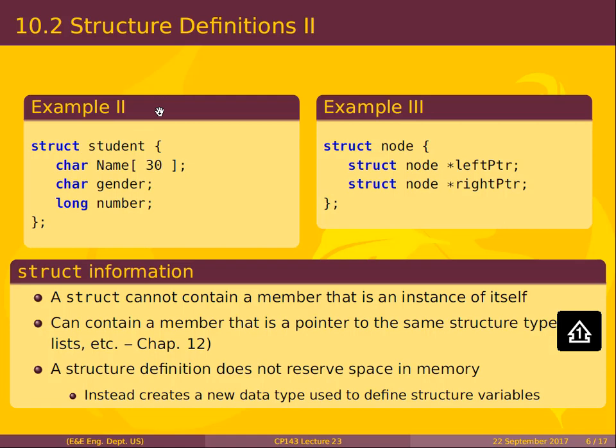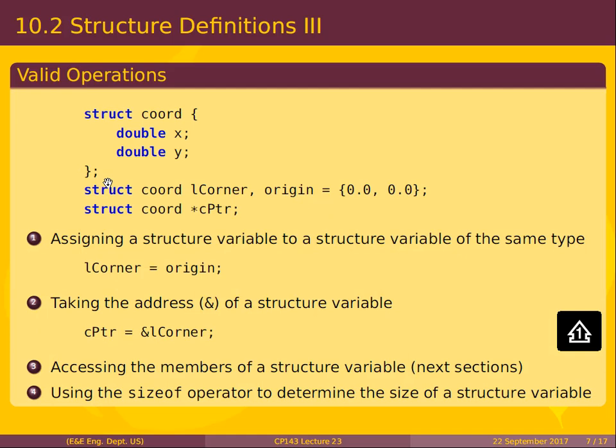This definition does not reserve memory. You still need to instantiate a variable of the type. In the previous lecture, I showed you how malloc could be used to create elements of this structure type, or you can define an array of this type. Here's how you do this. On top, you have a type called struct coordinate with x and y. Now we define an L corner and an origin that is initialized, or we can define a pointer of this struct coordinate. If we assign a pointer, then it will take the memory address.